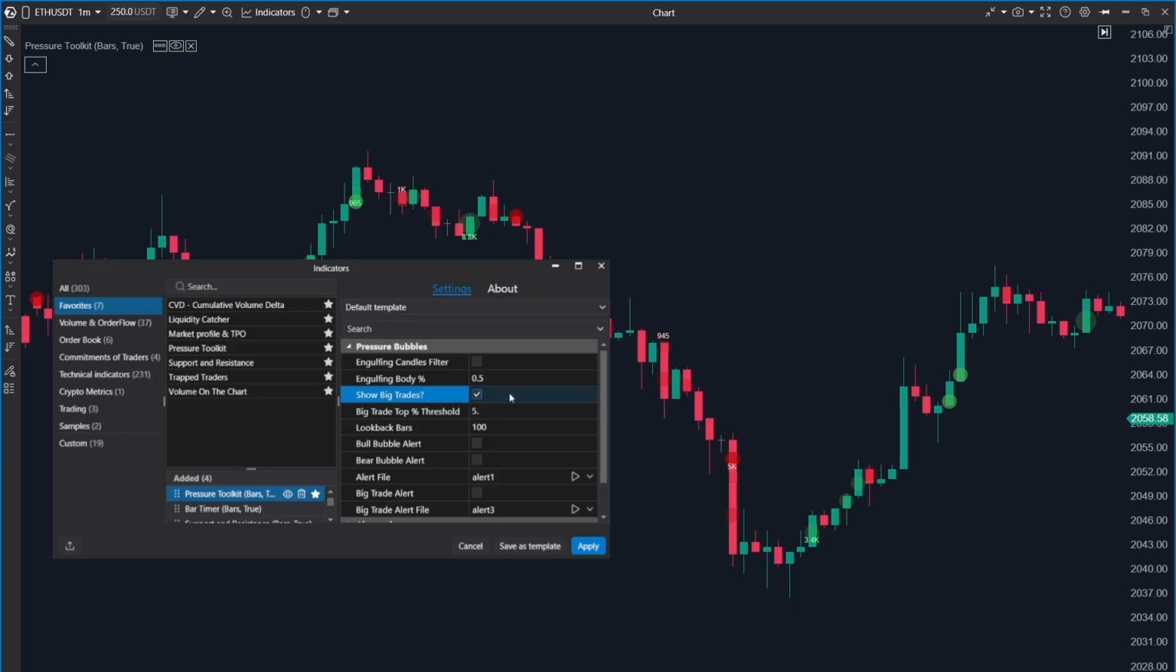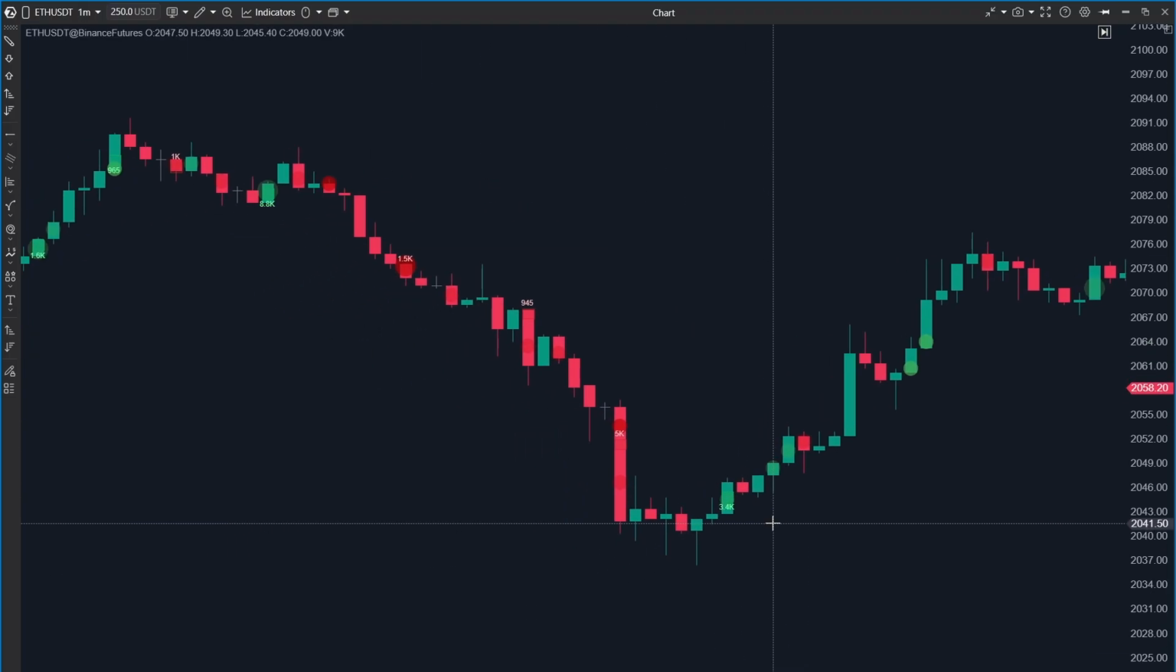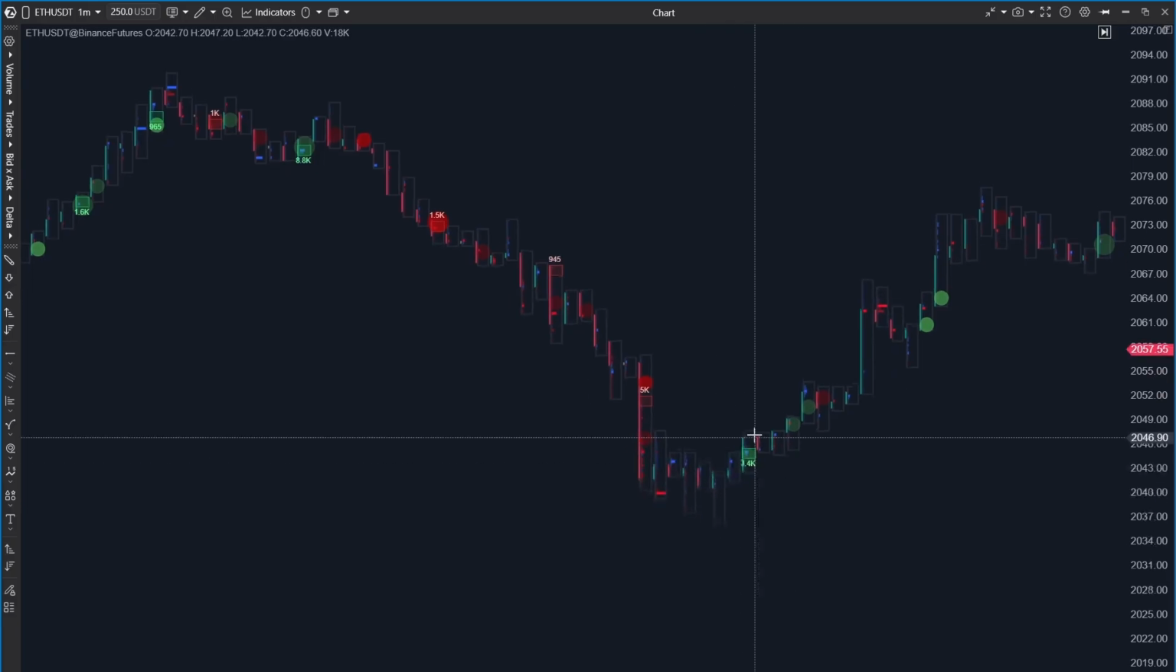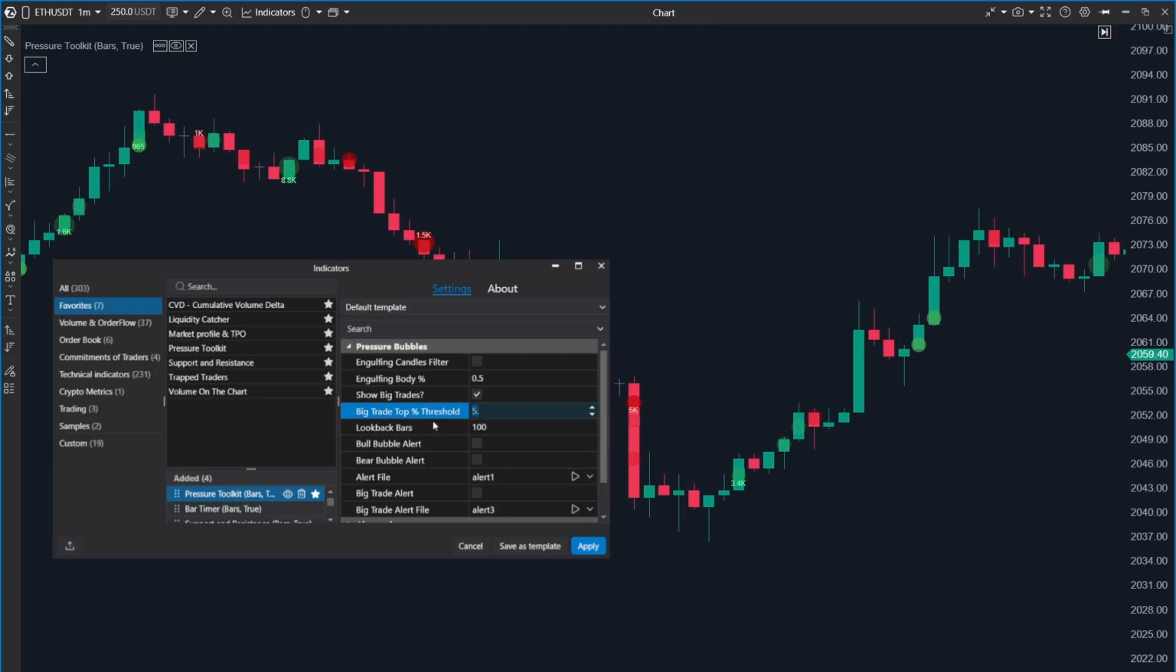The next thing is going to be our show big trades feature. Now, the big trades, you might have noticed it already, is a little highlighted rectangle on each candle that shows you the biggest trades in the market, and it will have text below it with a label of the order volume. These big trades are controlled by this big trade threshold. So this 5 represents the top 5% big trades in the last 100 bars. So you can control these settings.